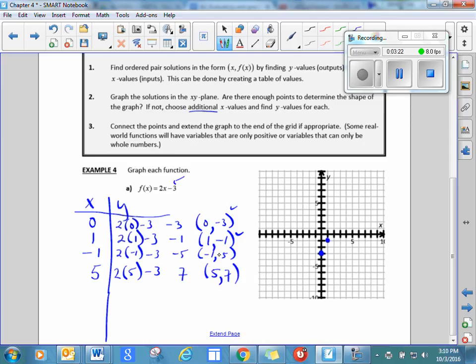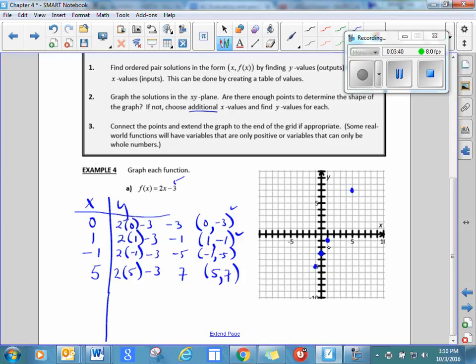Oh, it's negative 5. I knew that was wrong. Negative 1, negative 5. 1, 2, 3, 4. There he is. I'll just cover him up. Negative 5. And then our last point is positive 5 over here and up 7. So there's 5 and 2 more make 7.